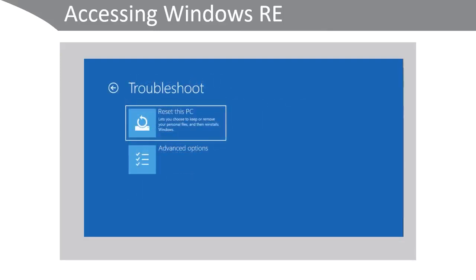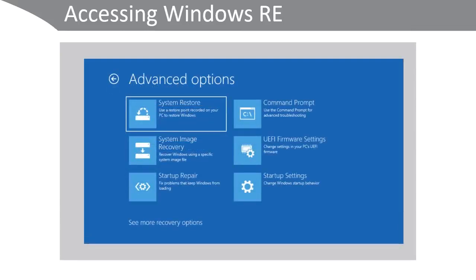choose. When you select Troubleshoot, you can choose between Reset This PC and Advanced Options. Under Advanced Options, you can access System Restore, System Image Recovery, Startup Repair, Command Prompt, UEFI firmware settings, and startup settings to control the startup behavior.